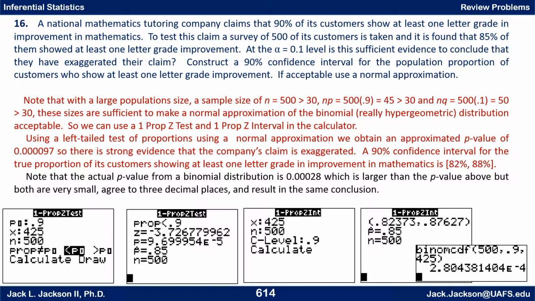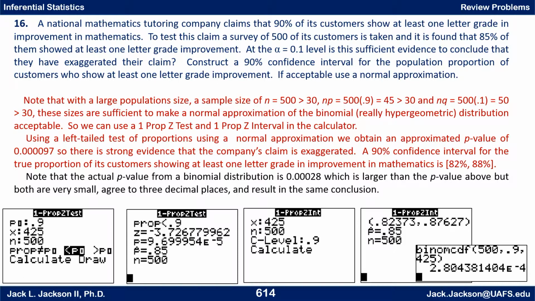Using a left-tailed test of proportions using a normal approximation, we obtain an approximated p-value of 0.00097. 4 zeros there. So there is strong evidence. It's very close to 0. So there's very strong evidence that the company's claim is exaggerated. A 90% confidence interval for the true proportion of its customers showing at least one letter grade improvement is, well, it's 82% to 88%. Now, how do we find these?